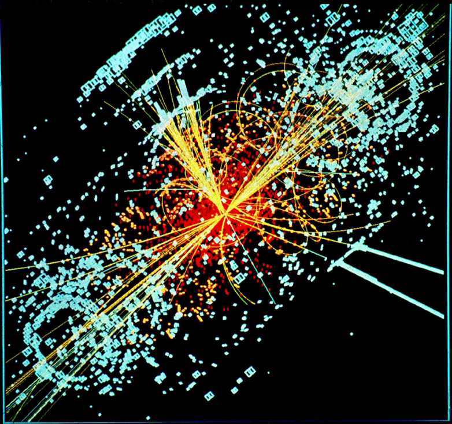Most GUT models require a threefold replication of the matter fields. As such, they do not explain why there are three generations of fermions. Most GUT models also fail to explain the large hierarchy between the fermion masses for different generations.